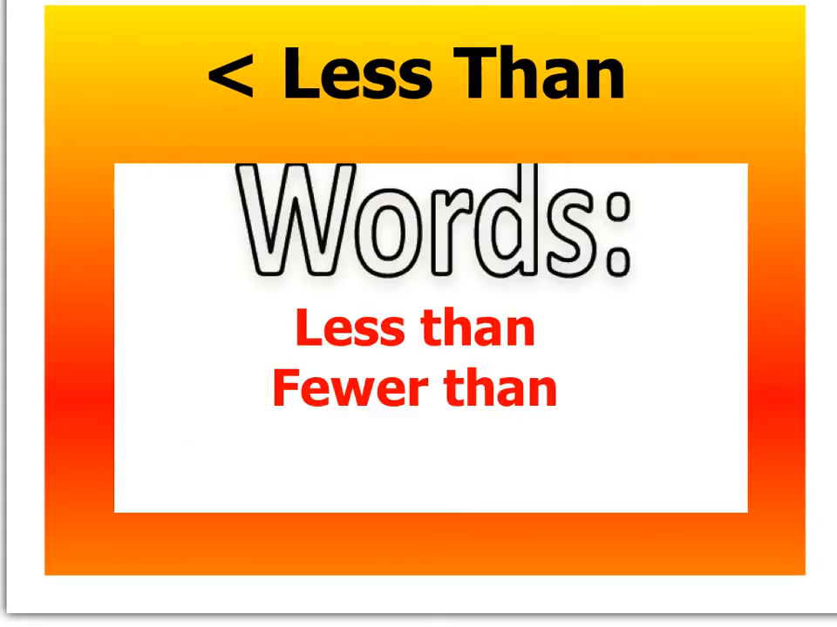The next symbol on the outside of your foldable is the less than symbol. Words that indicate the less than symbol in words are less than and fewer than. Make sure you're writing these down in your foldable.